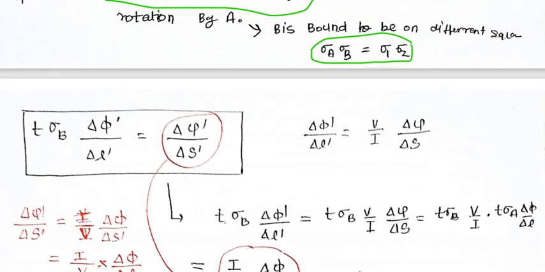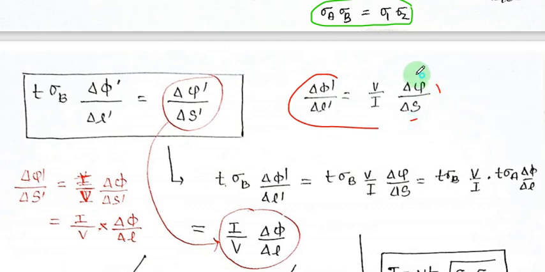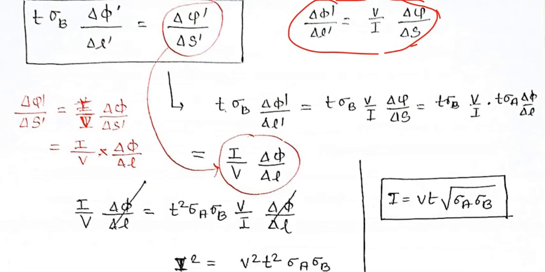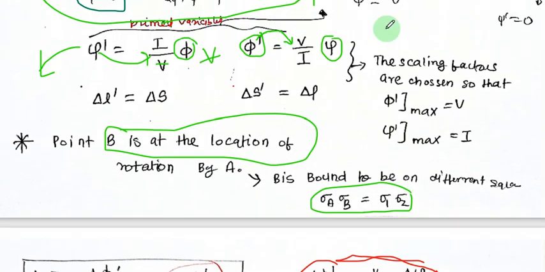Now that is the thing that I am going to do here. T sigma B into delta phi dash upon delta L dash can be written as delta psi dash upon delta S dash. Now delta phi dash upon delta L dash can be written from the basic relation that I used above, the scaled up relation delta psi by delta S, and then I can write it as T sigma B V by I delta psi upon delta S, and from the above relation that we derived, T sigma A delta phi by delta L is also equivalent to the same relation, and from this side of the equation, delta psi dash upon delta S dash.